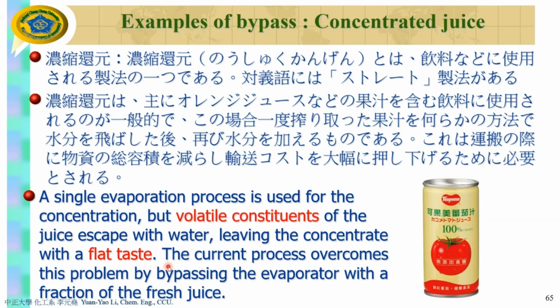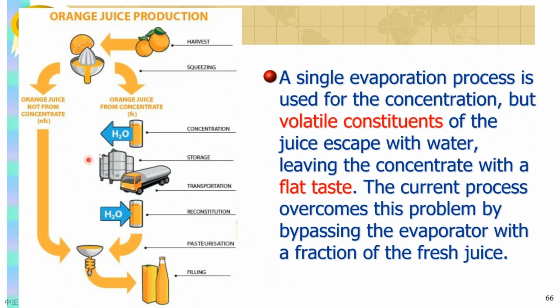So at that time, you need to put some of the fresh juice back into this concentrated juice. Not only dilute it, not only put water into the concentrated juice, but also put some of the fresh juice into it. That's why we call it bypassing. So what is this? This is called bypass, right? Fresh juice comes into this process.